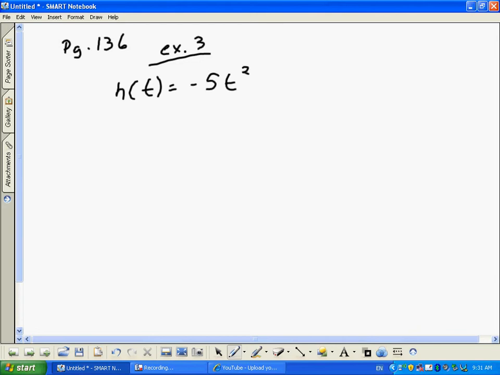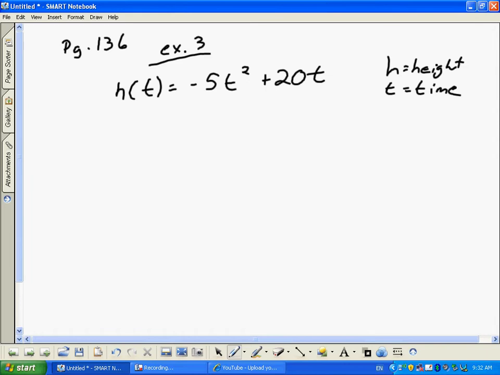-5t squared plus 20t. In this function, they're telling us that h represents the height of something, and t is equal to the time. So they told us that this function represents some guy kicking a football off of the ground. He kicks the ball. This function represents how high the ball is in reference to time. That's why we have height and time in this question.